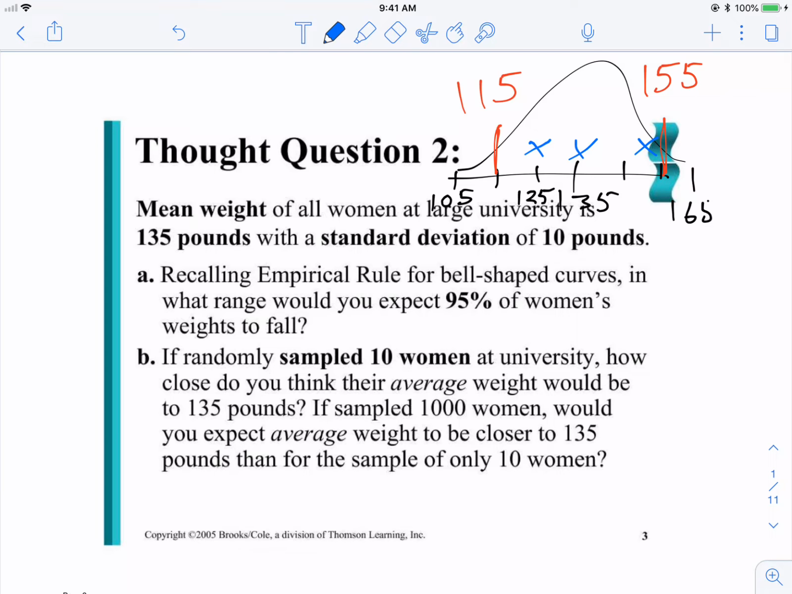Now, if we were to take a sample of 1,000 women like we have in the second part, we know from the law of large numbers that that mean should get closer and closer to what we expect in the population. So if our previous answer, when our sample size was only 10, was somewhat close to 135, we would expect this to be much, much closer to 135. Okay? In fact, pretty much exact.